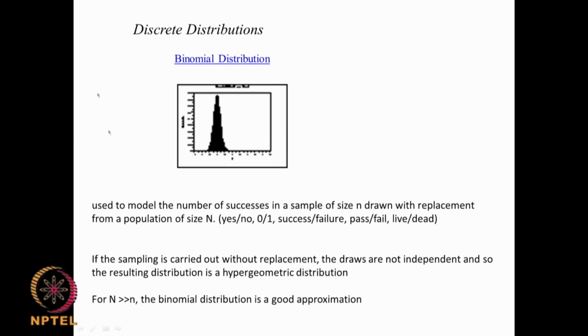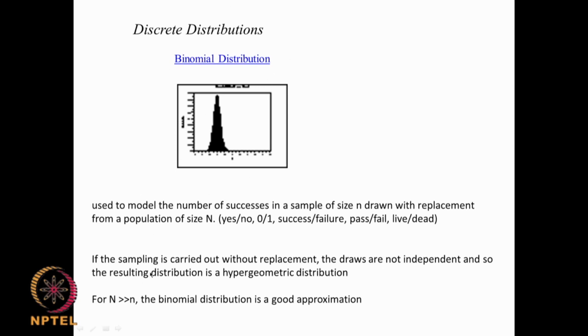Let us take binomial distribution. You must have all read in your school about probability, tossing a coin, tossing a dice, and so on. So binomial distribution is based on yes no or 0 1, success failure, pass fail, live dead, black white. Or suppose I have a dice which has 6 faces, then I am throwing a dice, you may get a number 1 or 2 or 3 or 4 or 5 or 6 at equal probability. So all these are based on binomial distribution.